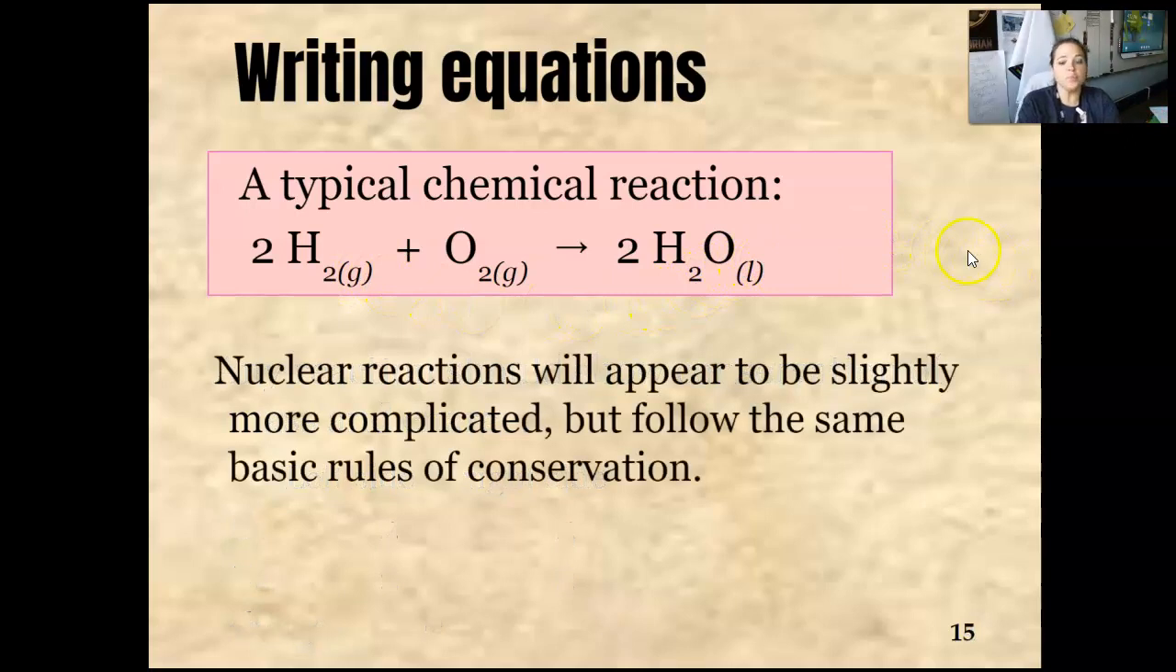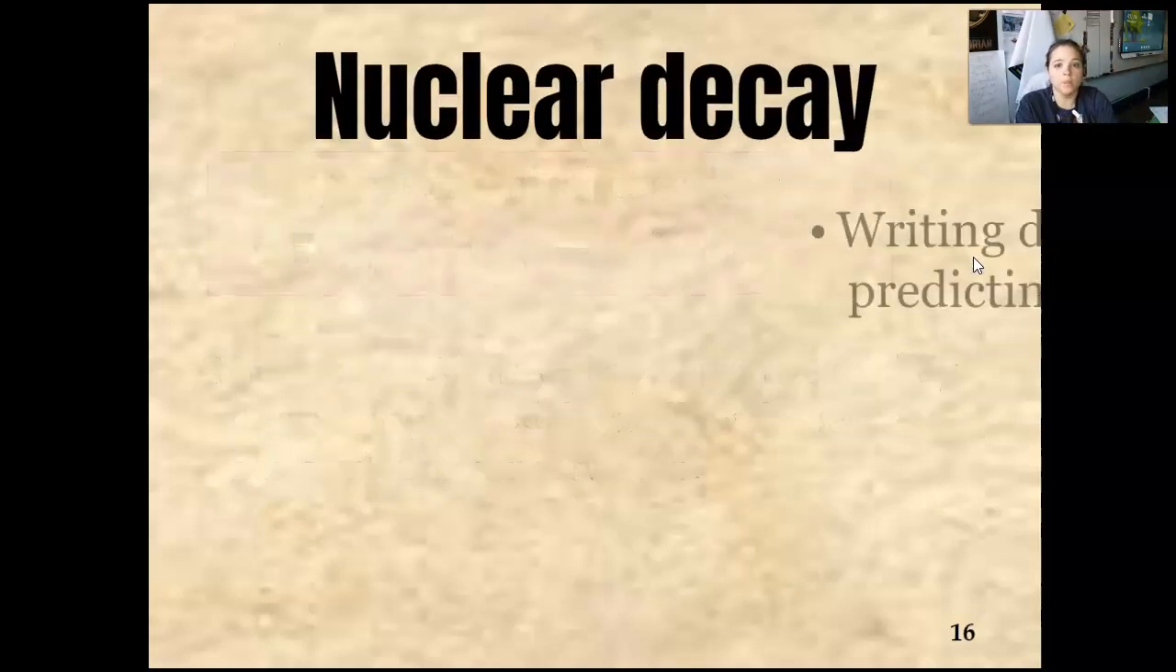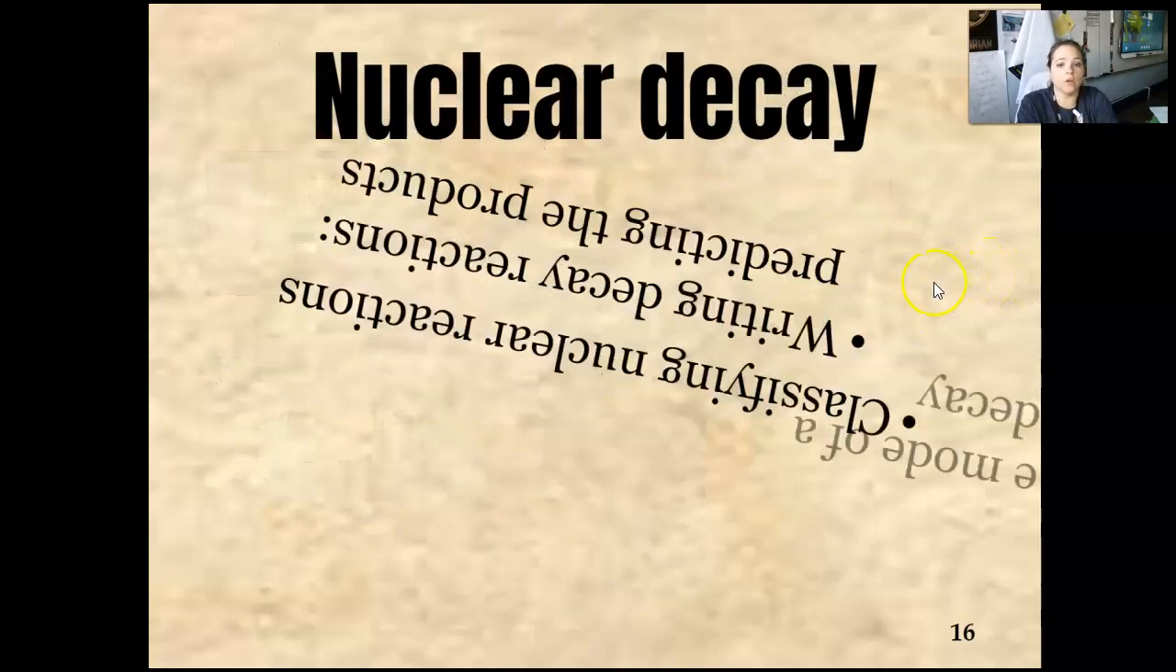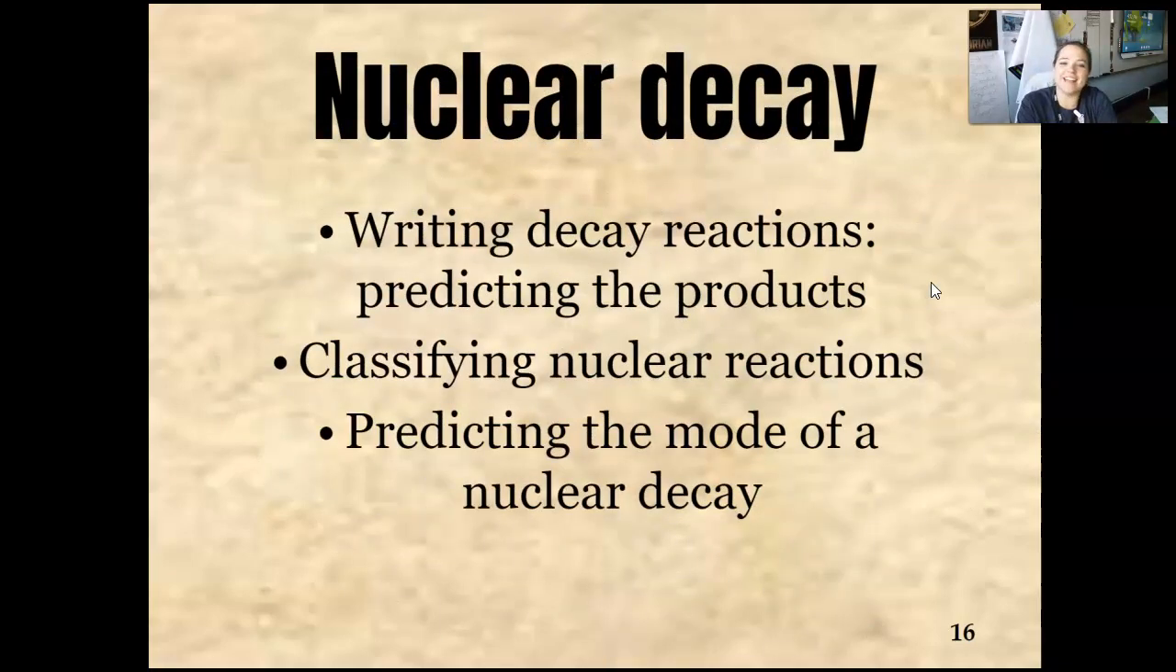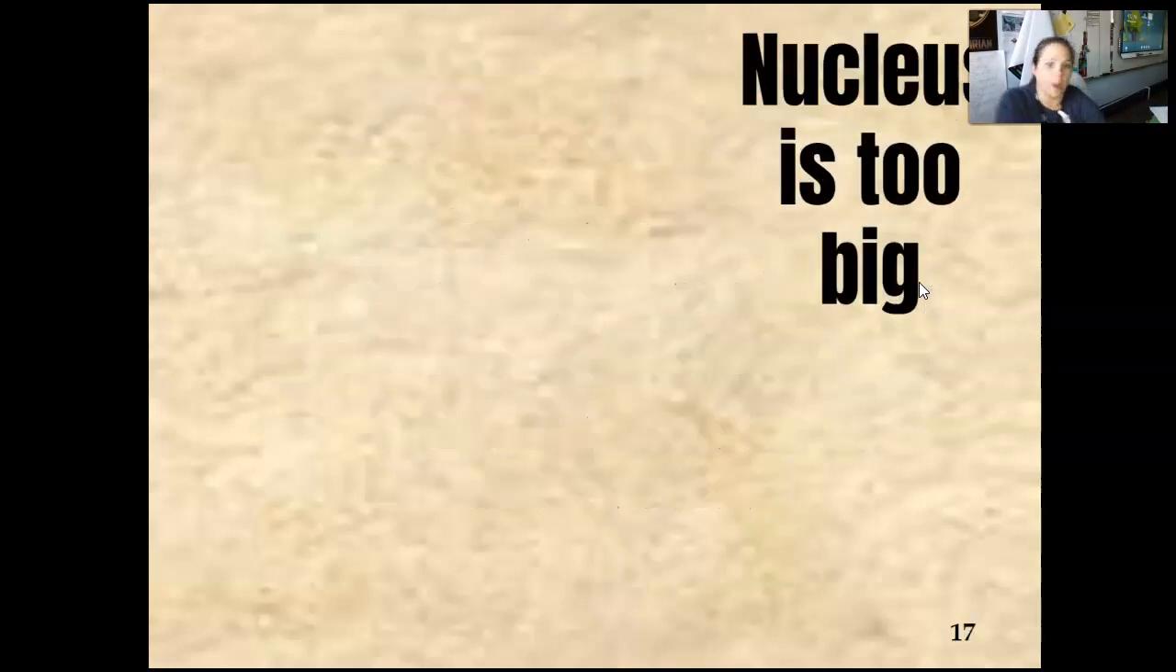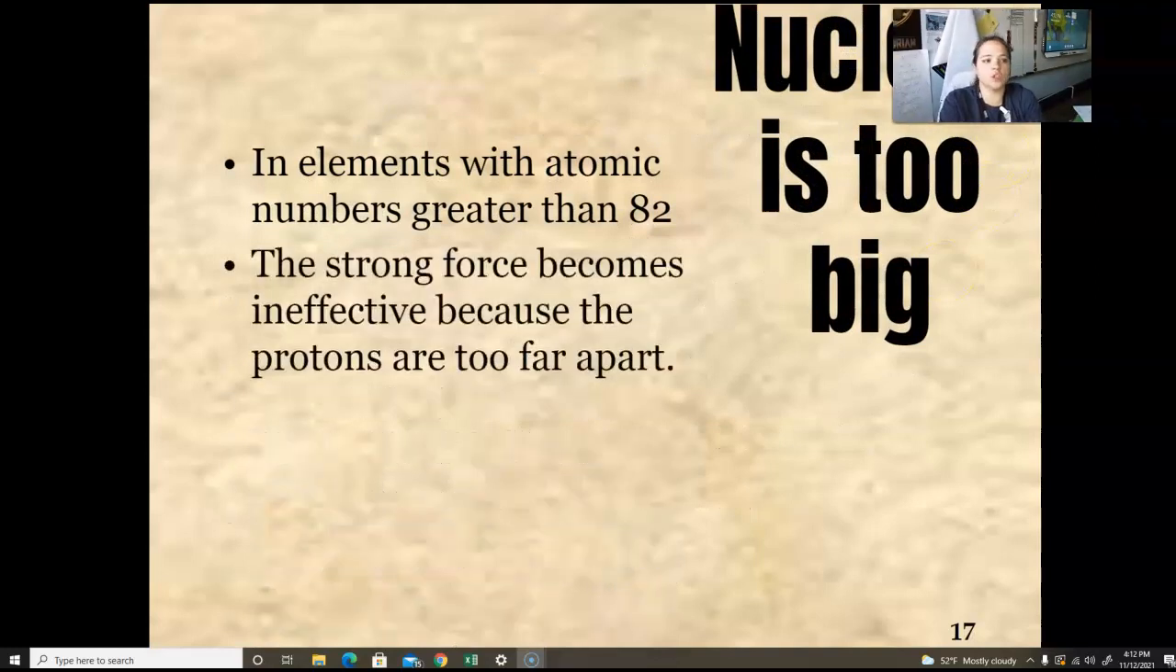Okay? Nuclear reactions will appear to be slightly more complicated, but follow the same basic rules of conservation. Whatever you have on this side right here has to equal what you have on this side. Okay? So nuclear decay. When writing decay reactions, predicting the products, we're going to classify nuclear reactions. We're going to predict the mode of nuclear decay. Okay? So the nucleus is too big.